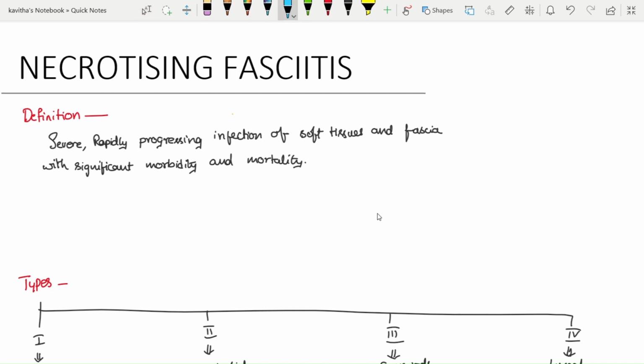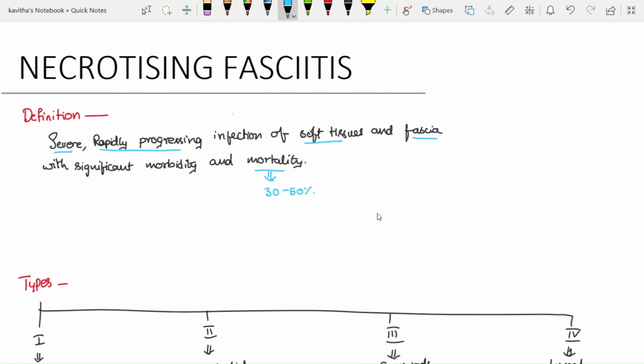Necrotizing fasciitis. What is the definition of necrotizing fasciitis? It is a severe, rapidly progressing infection of the soft tissues and fascia, with significant morbidity and mortality. What is the mortality rate of necrotizing fasciitis? It is around 30 to 50%.